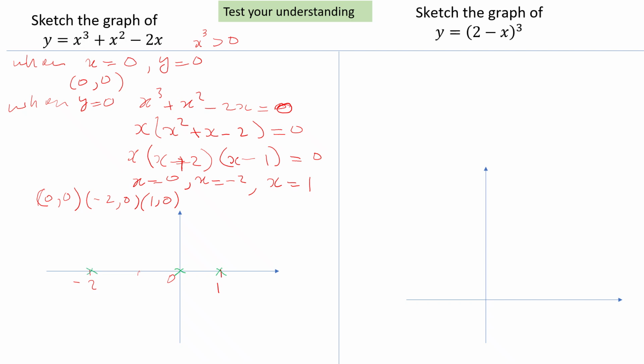The graph starts from the bottom left. So all three different roots. We have three different roots. x equals 0, x equals minus 2, x equals 1. Graph starts like this.